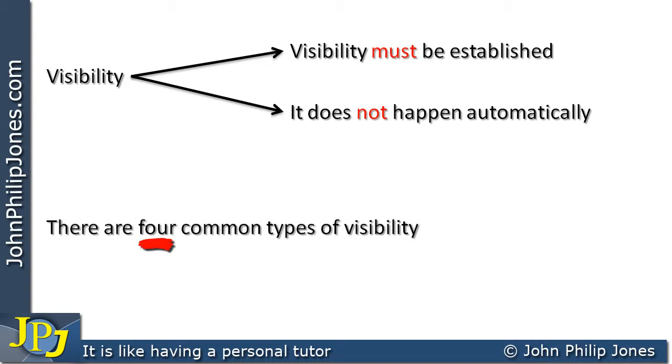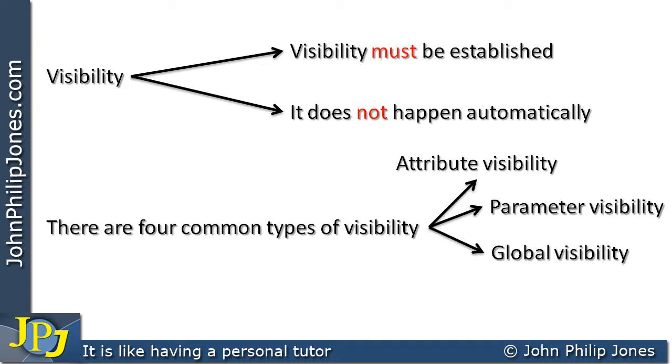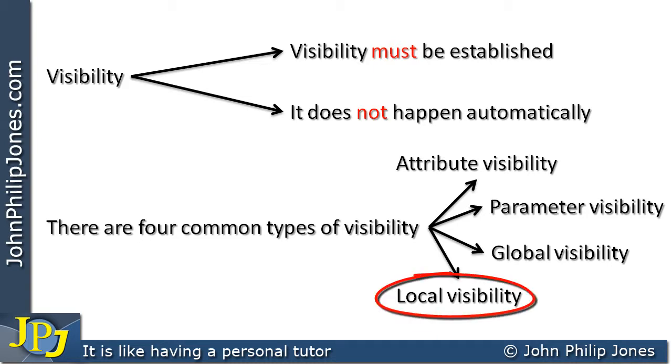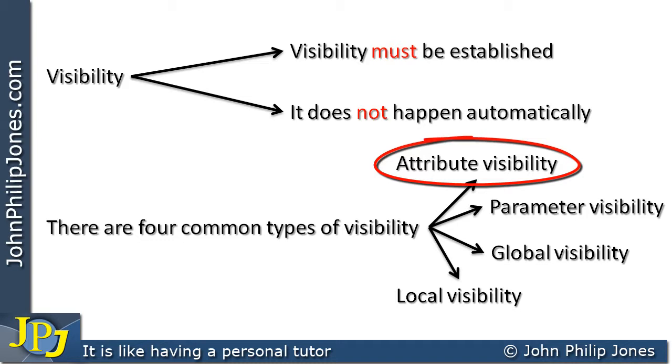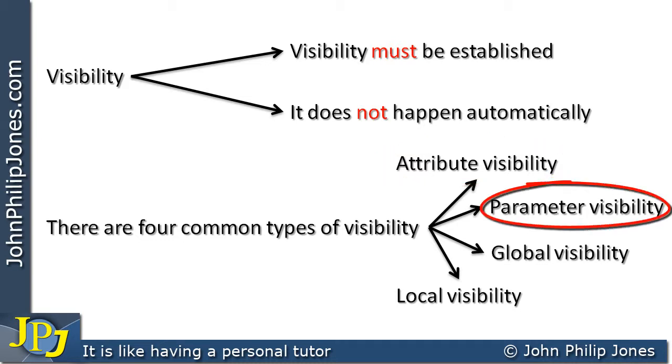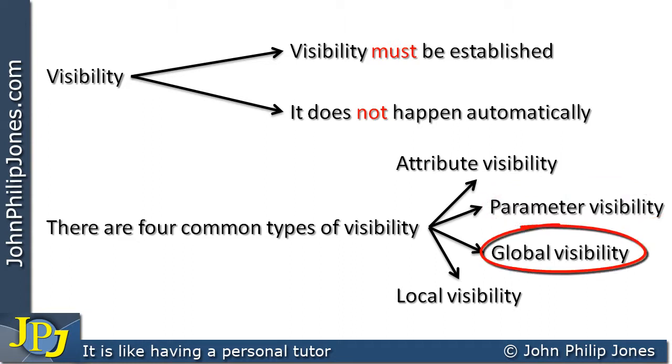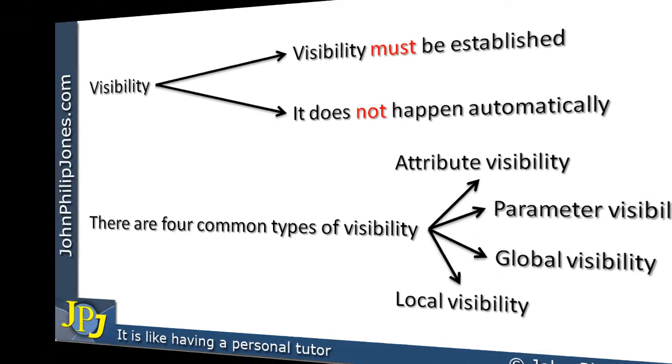There are four common types of visibility. We have what's referred to as attribute visibility, parameter visibility, global visibility, and local visibility. The two I'm going to be concerned with in this playlist are local visibility, which we've already seen in the previous video, and I'm going to refresh you as to what it is in a moment, and attribute visibility, which we will look at in the next video. Parameter visibility we will look at much later. And global visibility, well, this is something we should try and avoid when we write our programs. And again, this will be covered in a much later playlist.